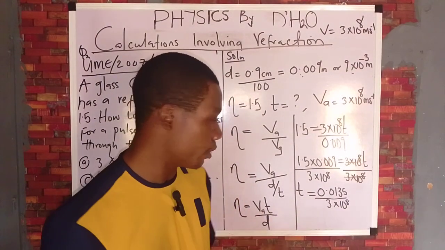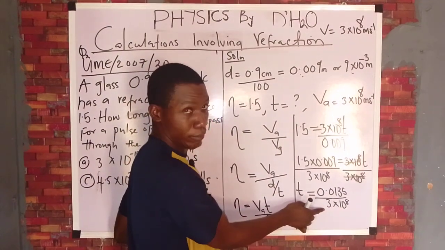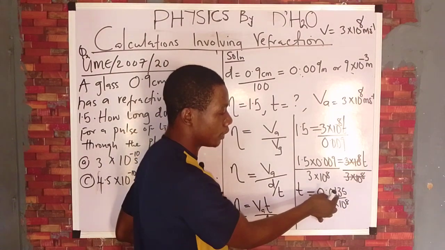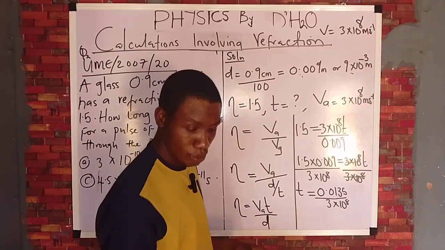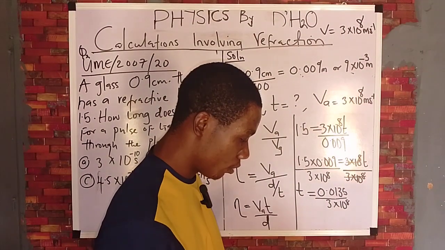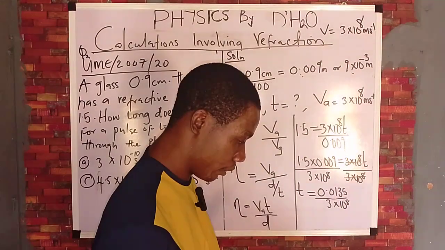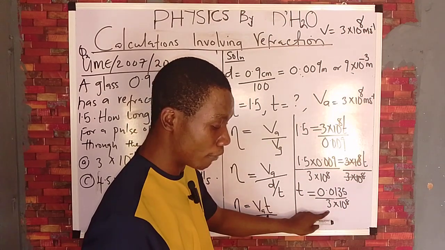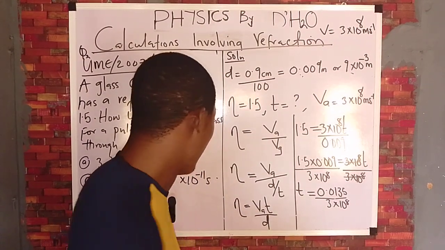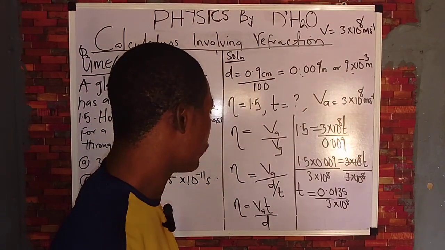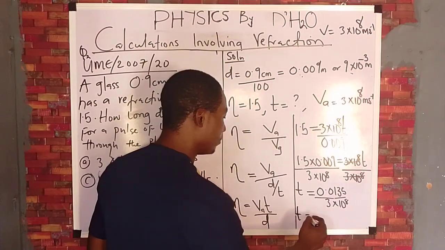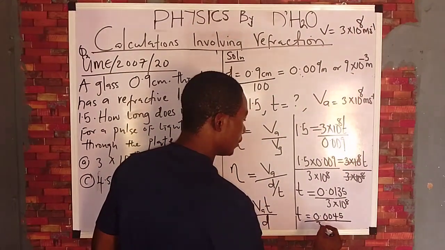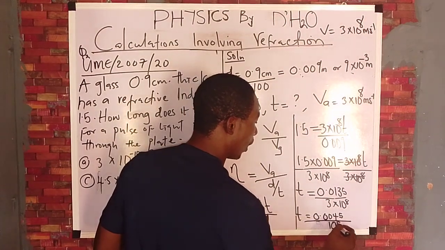So what you likely do is simple. You divide this value by this particular value, and then don't touch this. Just divide 0.0135 by this and see what we are going to get. If you divide 0.0135 by 3, you have 0.0045. So we have that time is 0.0045 over 10 raised to the power of 8.